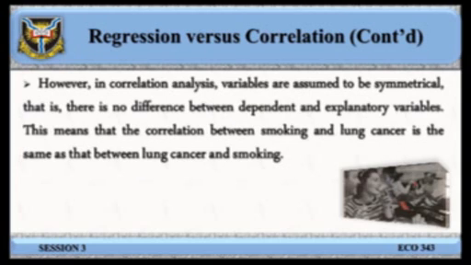However, in correlation analysis, variables are assumed to be symmetrical, that is, there is no difference between dependent and explanatory variables. This means that the correlation between smoking and lung cancer is the same as that between lung cancer and smoking. Thus, both variables are assumed to be random. Tip: the aim of correlation analysis is to measure the degree of association between variables irrespective of whether they are dependent or explanatory variables, while the regression analysis shows the effect of explanatory variables on the dependent variable.